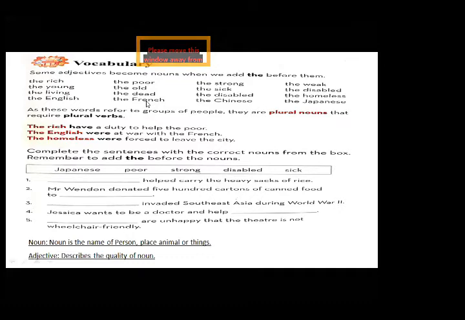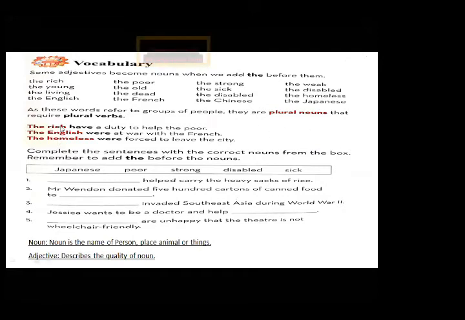French is the quality of a person. Here we specify the person who is from where he is belonging. So when we add "the" before French, it becomes a noun. As these words refer to a group of people, they are plural nouns that require plural verbs. Now you all know very well that when we have a plural noun, the verb also becomes plural.